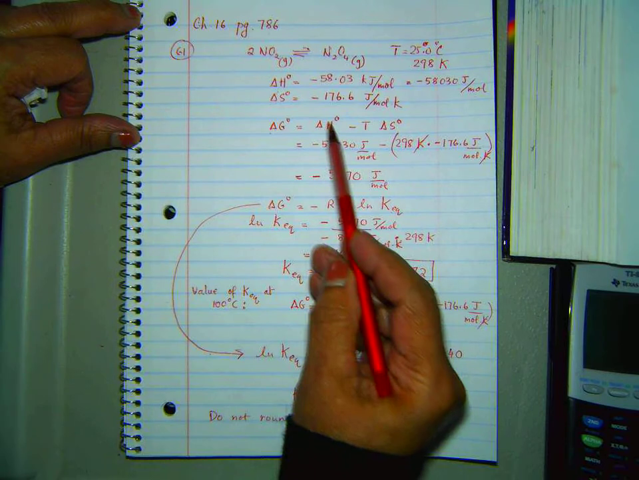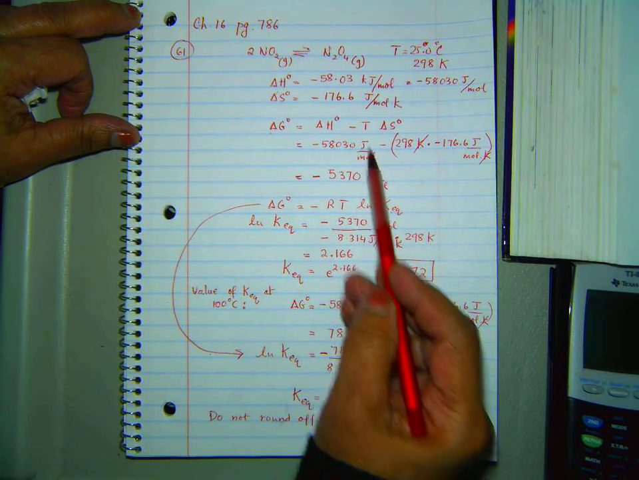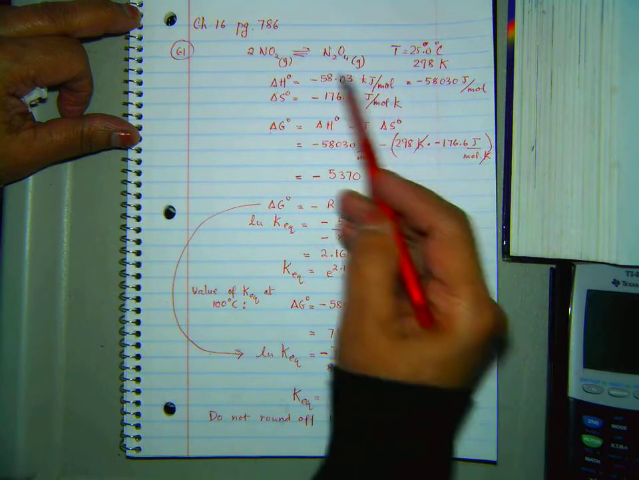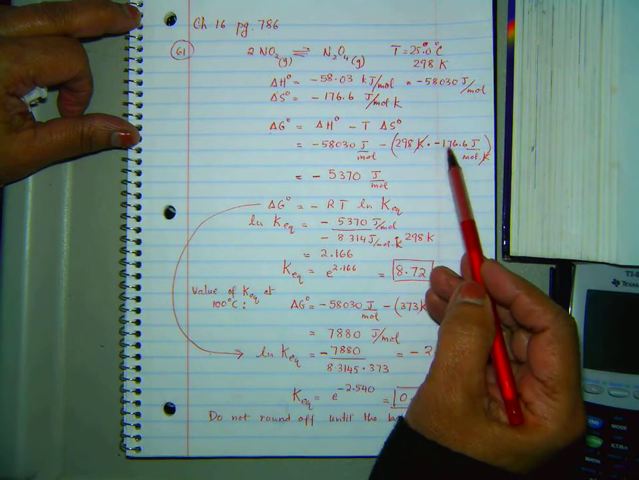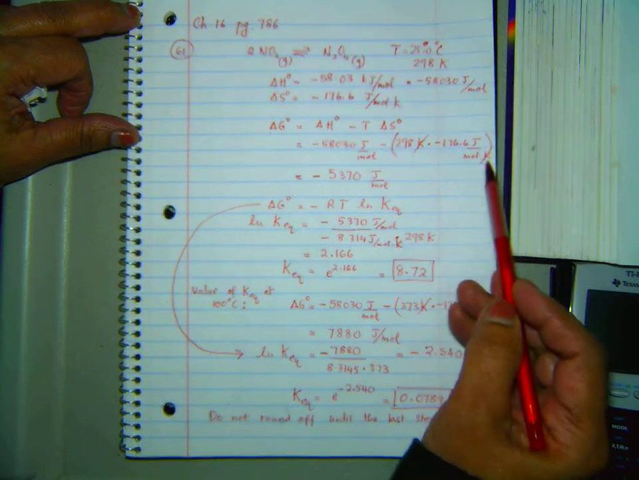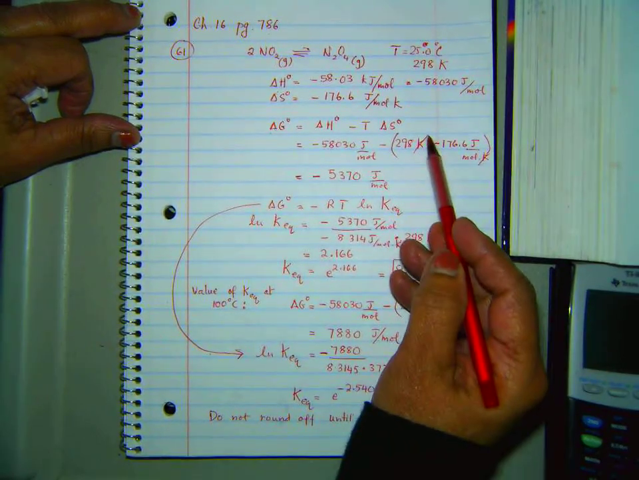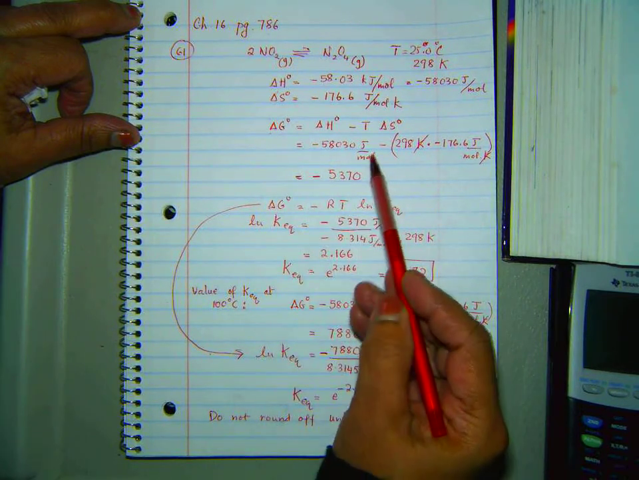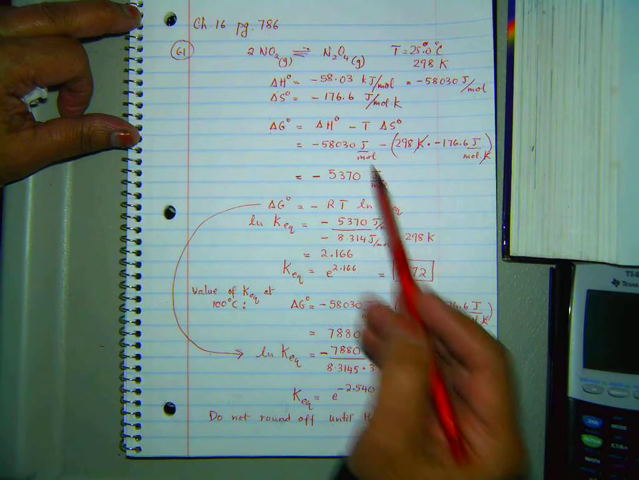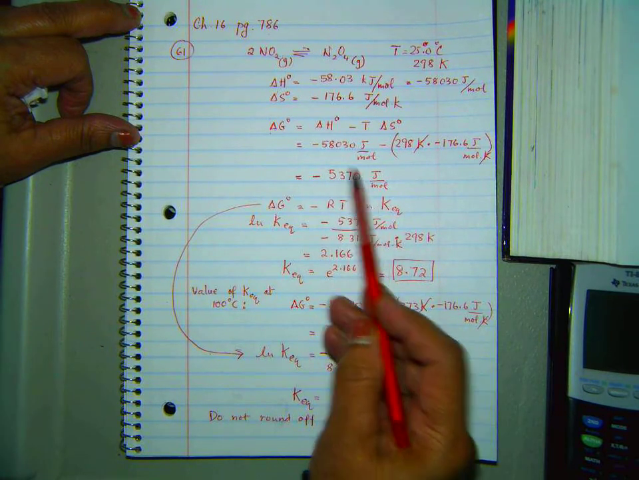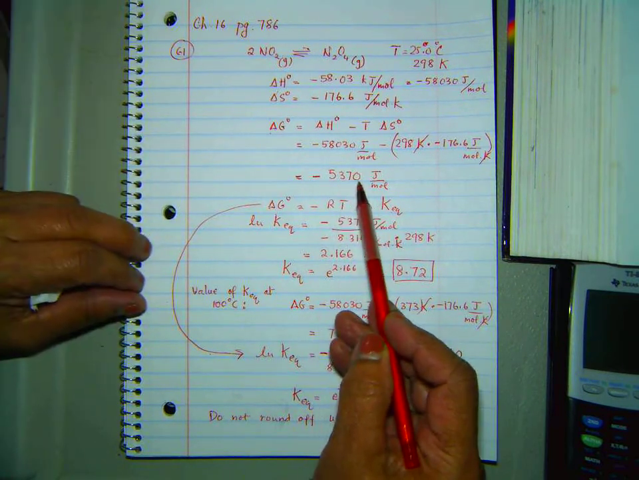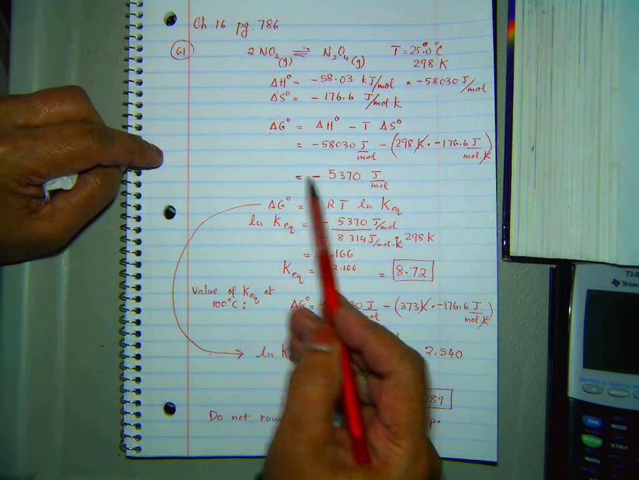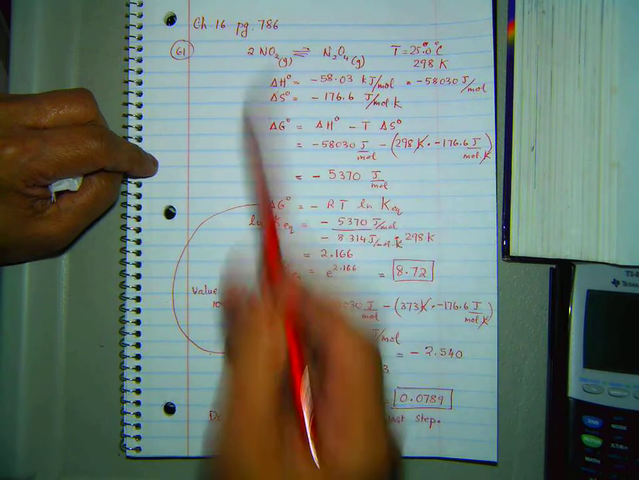Delta H0 is 1030 joules per mole minus 298 Kelvin times delta S0, which is negative 176.6 joules per mole K. You can see the Kelvin cancels out and delta G0 will end up as joules per mole. So this is the number I'm getting, negative 5370. Now what does that mean? Delta G0 is negative, which means the reaction is spontaneous the way it is written.